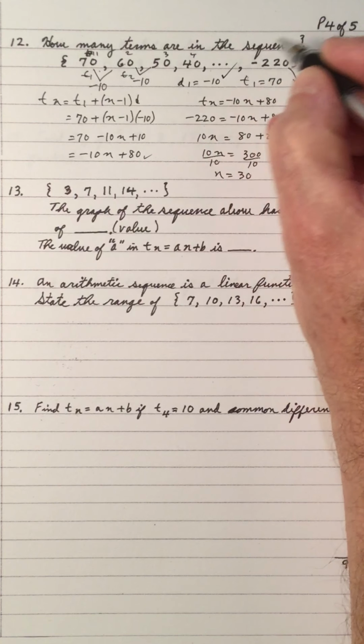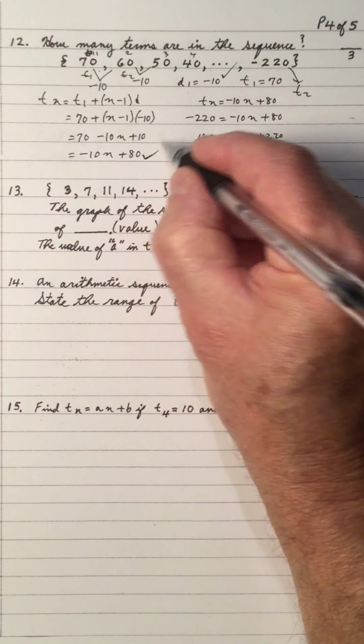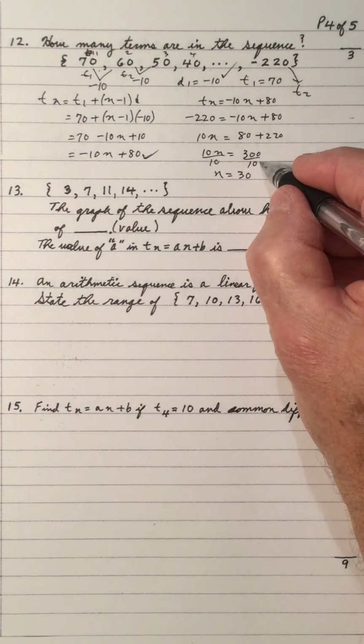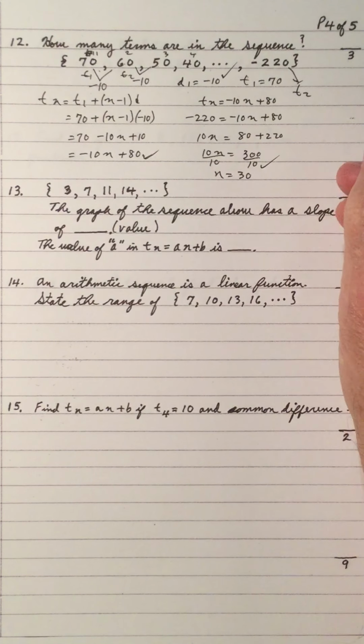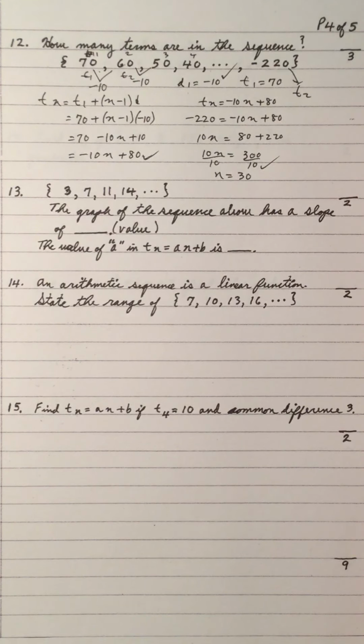So if you have the level one difference is negative 10, give yourself a mark. If you have this equation, give yourself a mark. And if you have the final answer, 30, give yourself a mark. 3 marks altogether.